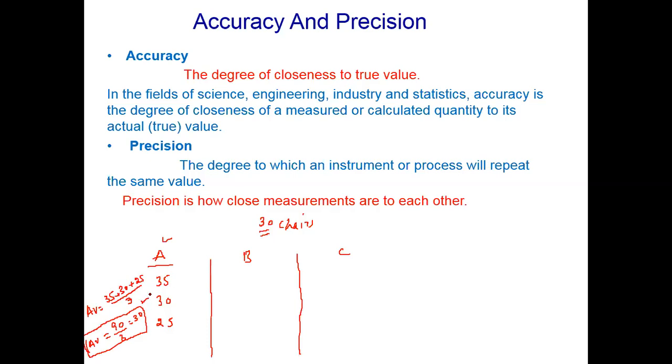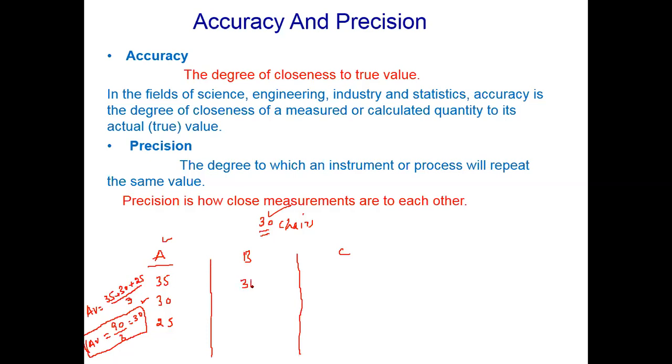His average is 30. So we can say that the working of A is accurate, because the result is close to, near to what? The original value. The original value was 30. Now B is counting, the second person.